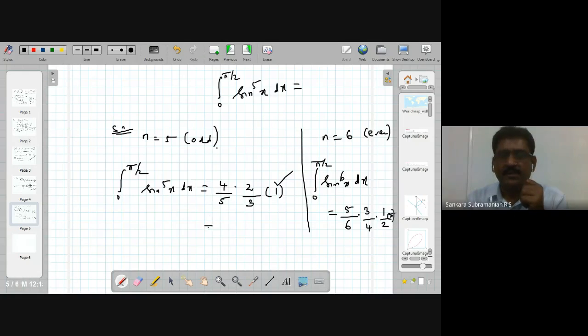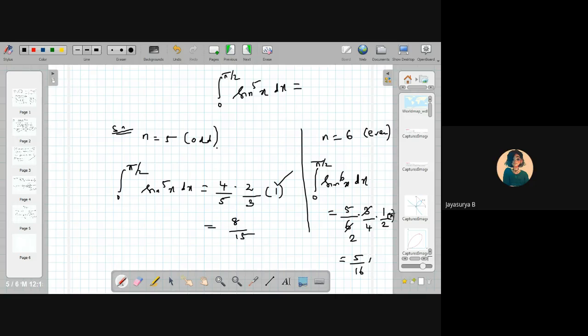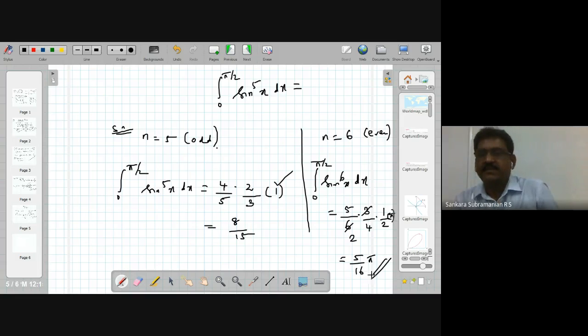So therefore the value is actually 4 2s are 8, by 5 3s are 15. இதே மாதிரி இங்க இதுக்கு உண்டான வேல்யூ பாத்தீங்கன்னா, you get the value 3 2s are 6. What is the value? 5 by 4 2s are 8, 8 1s are... 5 by 16. 5 by 16 is the answer. So this is the way you have to go with the reduction formula.